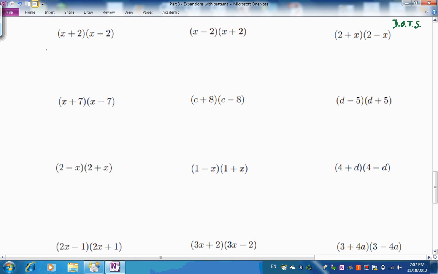Alright, here we are. There's a difference of two squares: the first one squared minus the second one squared. Can we go straight to it? Shall we go across the page? First term squared minus second term squared.